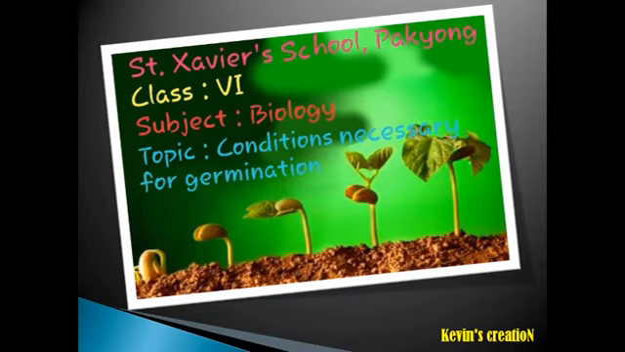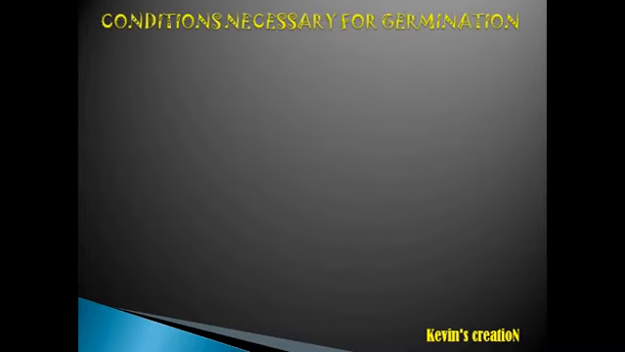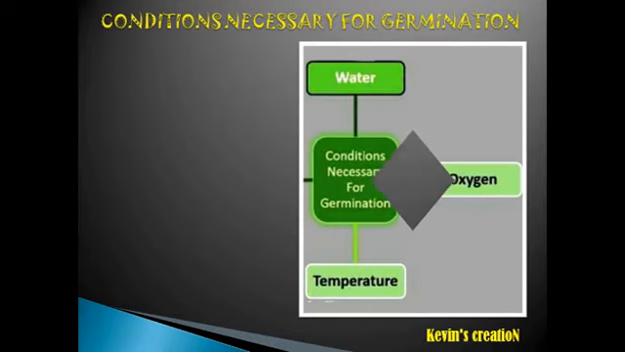Today we are going to complete chapter 2, that is Flower, Fruit and Seed. The topic we are going to cover today is conditions necessary for germination. So let us start. Conditions necessary for germination.